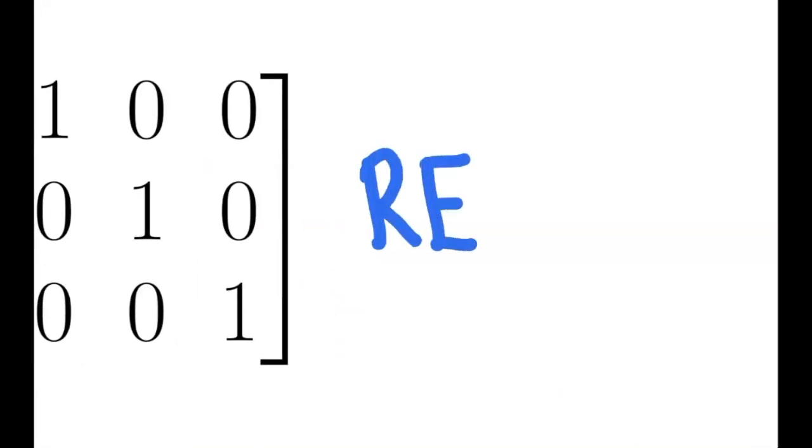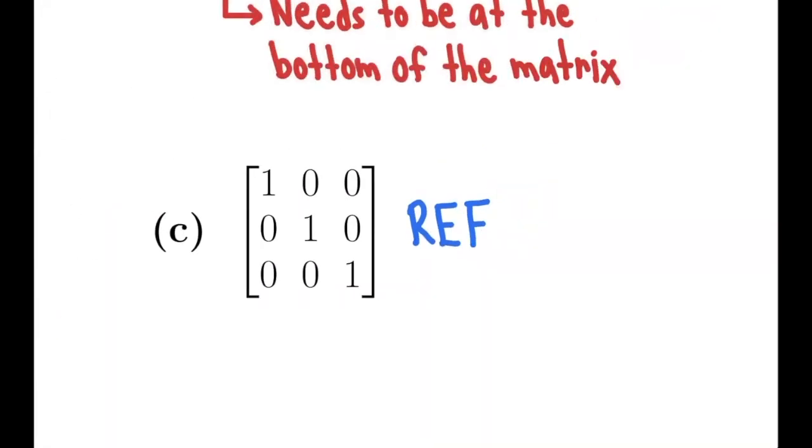Now that we know it's row echelon form, is it also reduced row echelon form? I would say so because all the leading ones are in columns where every other entry is zero. Exactly. This is like the textbook RREF. I wanted to start off with a classic RREF situation.